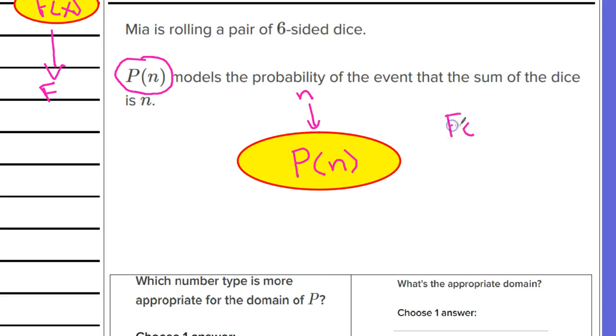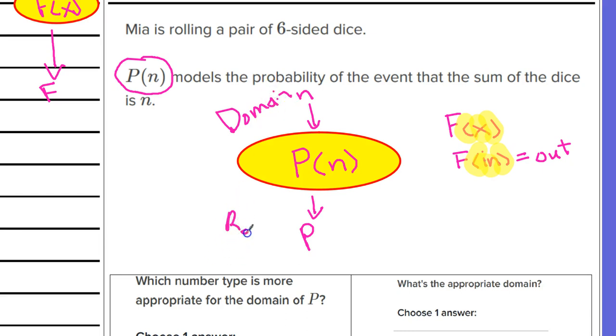F of x is function notation, so f of the input equals the output. You can tell what's the input because the input is inside the parentheses. This is in the parentheses, so n is the input, P is the output. The domain are these numbers up here. The domain are the input numbers. The range are the output numbers. Okay, so I've got the domain n going in and the range P that's coming out.